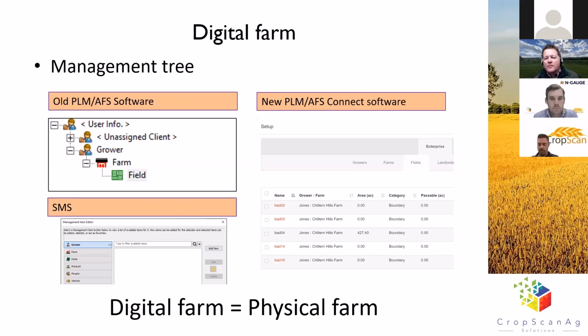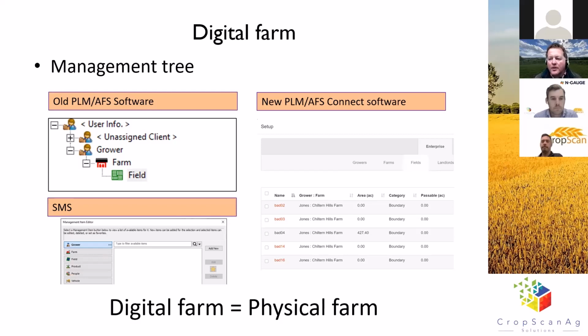When we talk about the digital farm, our digital farm has to equal our physical farm perfectly. So when you've got your paddock names, we want to make sure that they are a proper representation of what is on your physical farm, represented in the software. Now, whether it's the old software, whether it's SMS, whether it's the new PLM AFS Connect portals, it doesn't matter. It is underpinned by grower, farm, and field, and that is the most important part of the whole process.